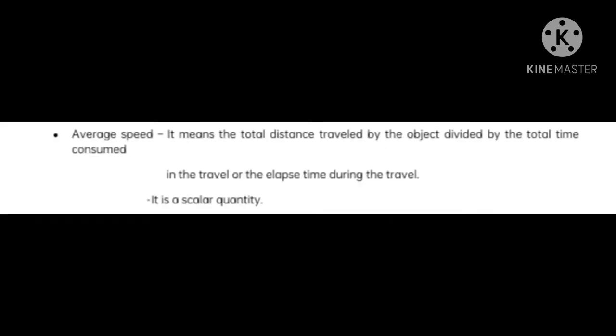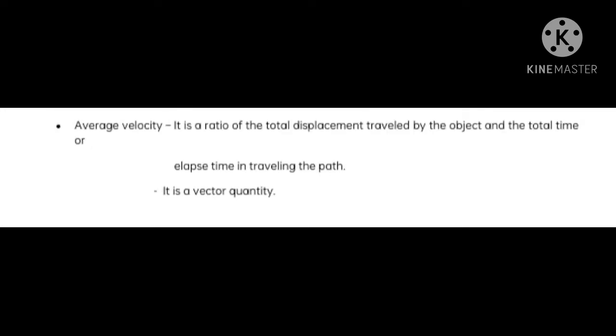So average speed means the total distance traveled by the object divided by the time consumed. And the average velocity is the ratio of the total displacement traveled by the object and the total time or elapsed time in the traveling path.